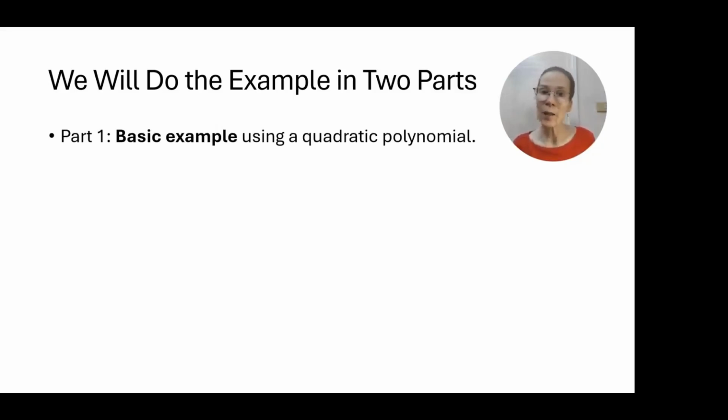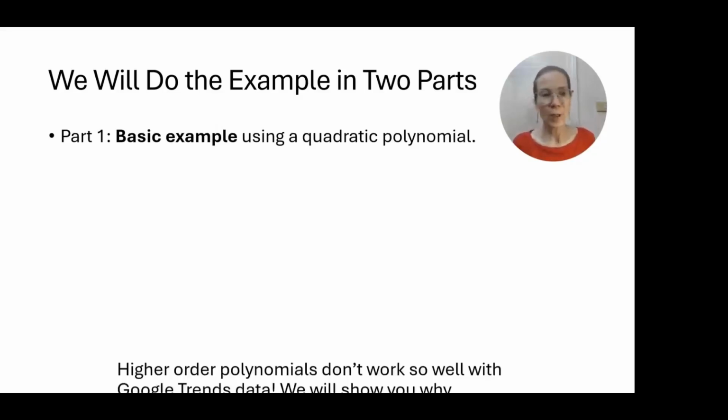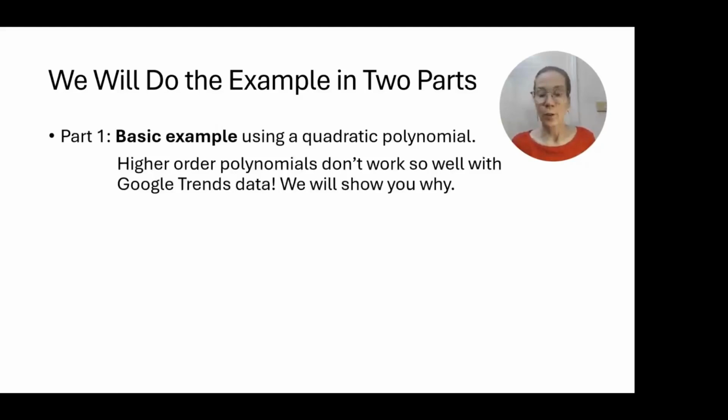However, this kind of basic trend has some limitations. Higher order polynomials don't work so well with Google Trends data. There are times when you may want to look for more than just 1 minimum or maximum, but you'll find that if you go to a higher order polynomial with this Google Trends data, there may be problems with that. And we're going to explain why this is so.